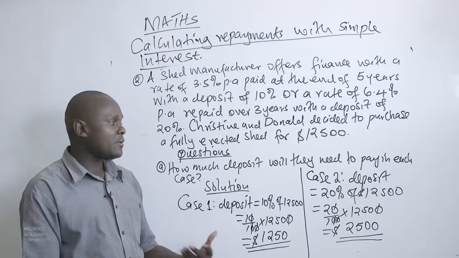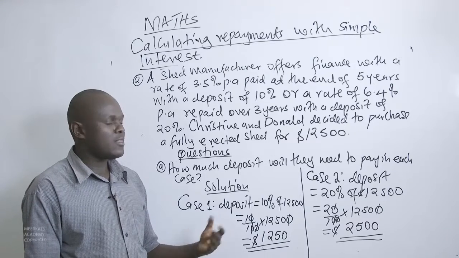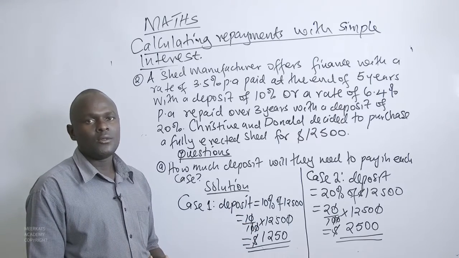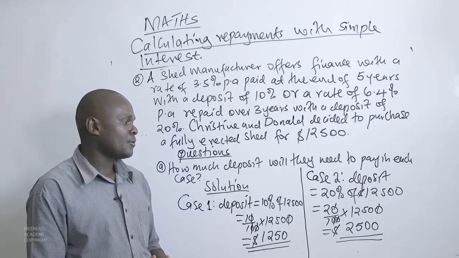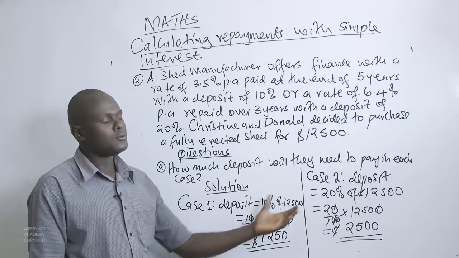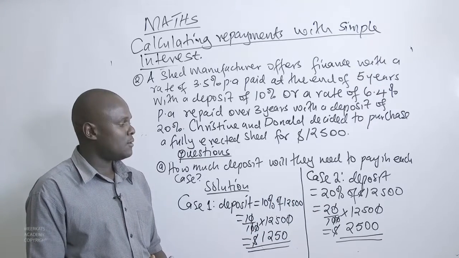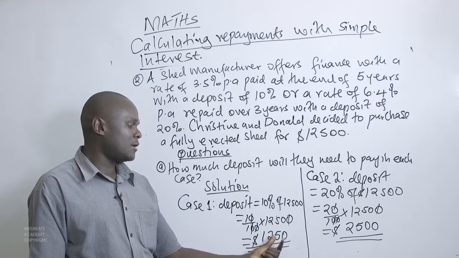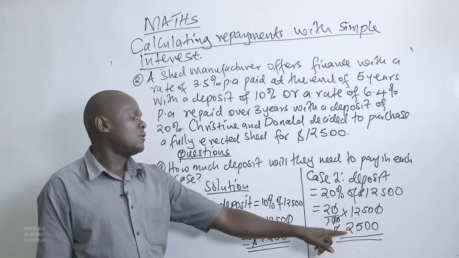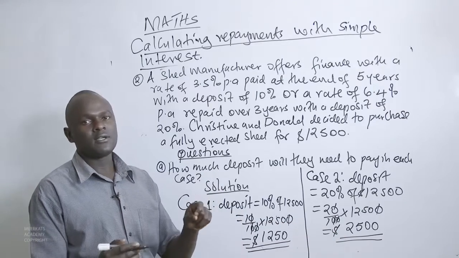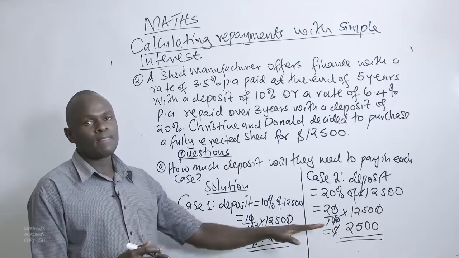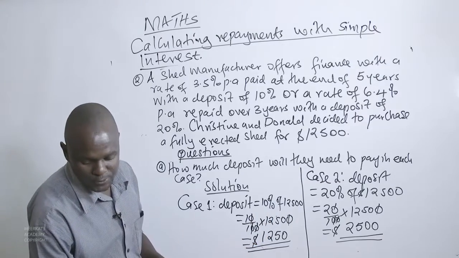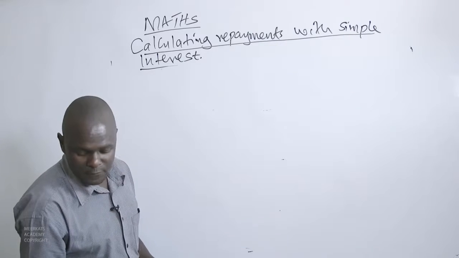We are just trying to compare the two cases. So if we were the buyers and we assume that they also tried to make the comparisons before they settled on the mode of payment that they wanted, these comparisons will help them to determine the mode of payment that they will use. In this one, they will be required to have just a deposit of $1,250, but in the second mode of payment, they will be required to have a deposit of $2,500. So it depends on the amount of money that they have. That amount of money will guide them when they are selecting the choice to use. That was the first part of the question.